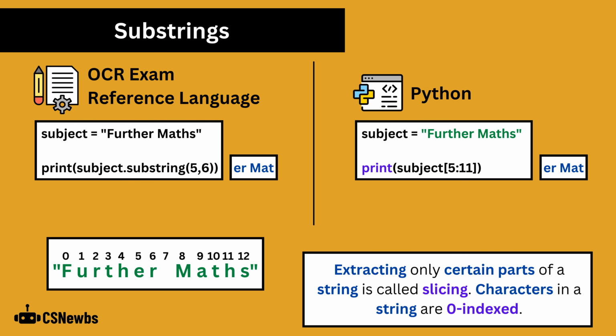Extracting only certain parts of a string is called slicing. Characters in a string are zero-indexed. In OCR ERL, substring can be used to extract certain characters. The first number, 5, is the index of a character to start with, and the second number is how many characters to include. In Python, square brackets can be used in a similar way. The extract will start on the character with the index 5, just like OCR ERL, but the second number refers to which character to extract up to. Except Python uses an exclusive range, so 11 will actually stop on the 10th character, which is T.